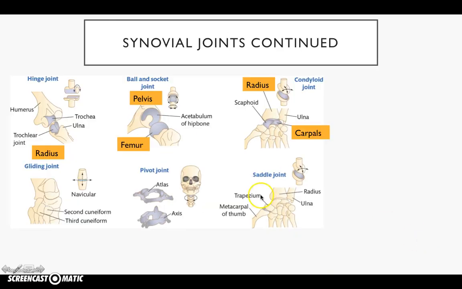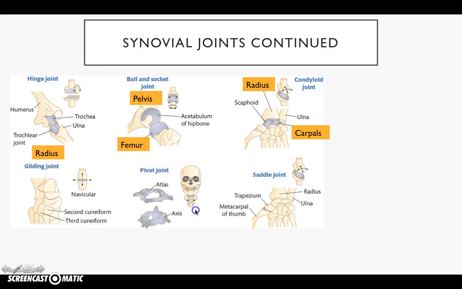Here are your answers. So you have a hinge joint, ball and socket joint, condyloid joint, gliding joint, pivot joint, and saddle joint. You should have had humerus, ulna, radius. For your ball and socket, this one in particular, that's your femur. Therefore, this is your pelvis. Radius, carpals are here. All of these are your carpals. Then you have your ulna, that's a condyloid joint, i.e. the wrist.